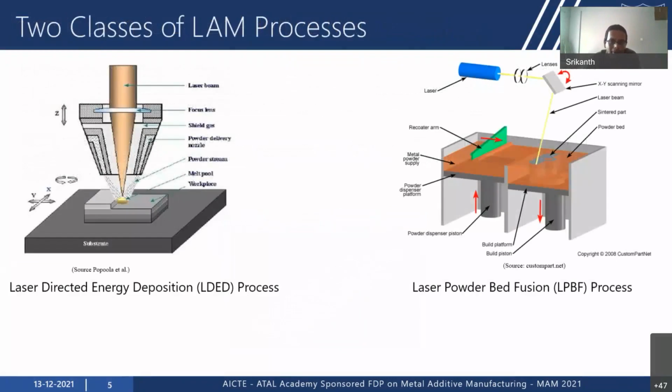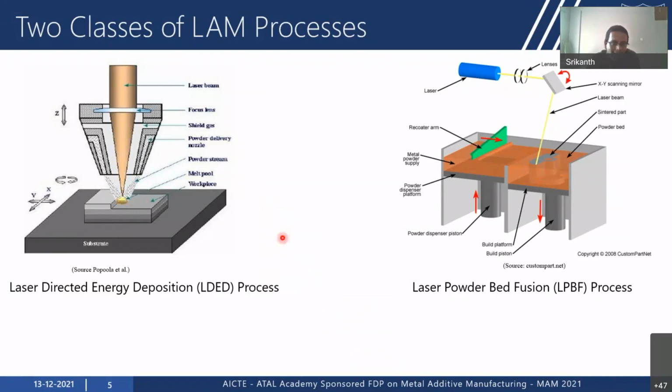Now there are two most widely used laser-based additive manufacturing processes. One is the laser directed energy deposition process, also referred to as LDED. The second is the laser powder bed fusion process, referred to as LPBF. In the laser directed energy deposition, or LDED, process, you have a high power laser beam which is focused onto a metallic substrate where it creates a molten pool, and streams of metallic powder are simultaneously injected.